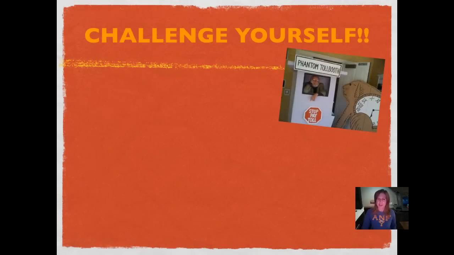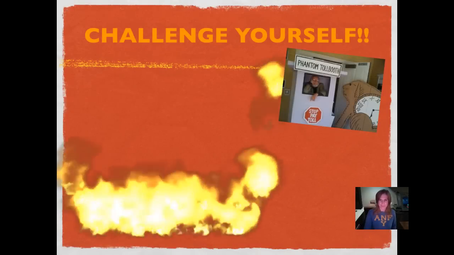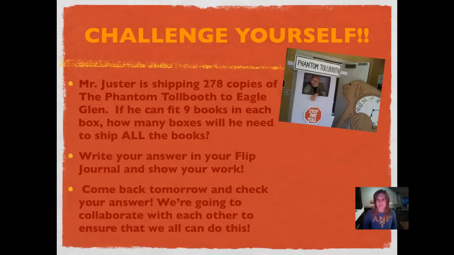It's time to challenge yourself. There's Mr. Jester standing in the Phantom Tollbooth with Tock next to him. Mr. Jester is shipping 278 copies of The Phantom Tollbooth to Eagle Glen. If he can fit 9 books in each box, how many boxes will he need to ship all the books?